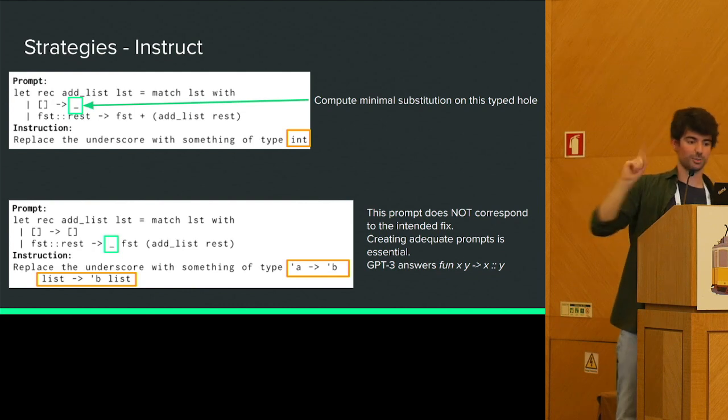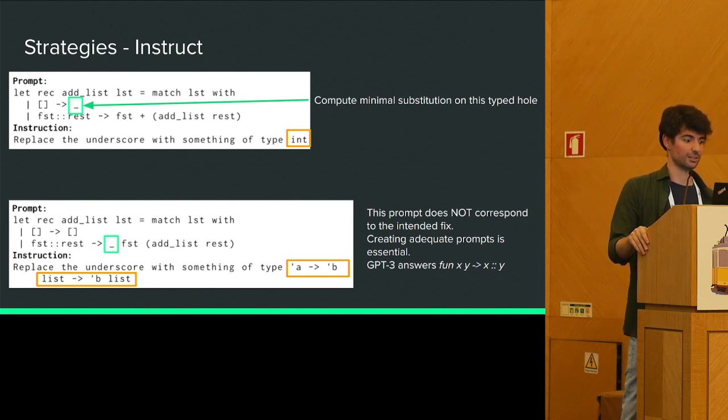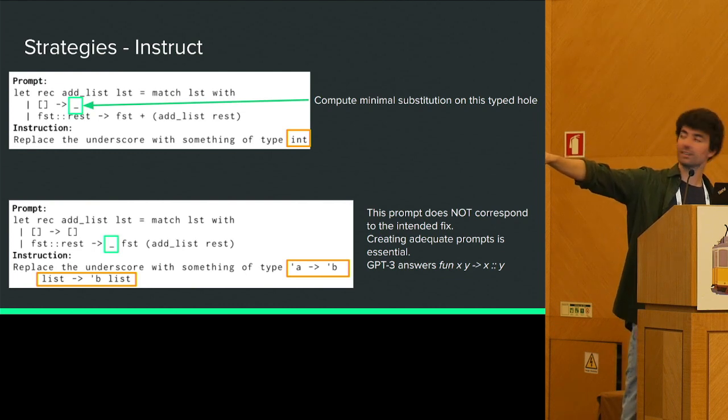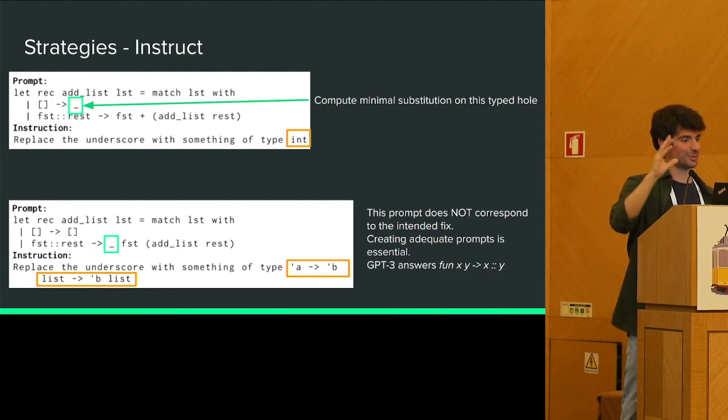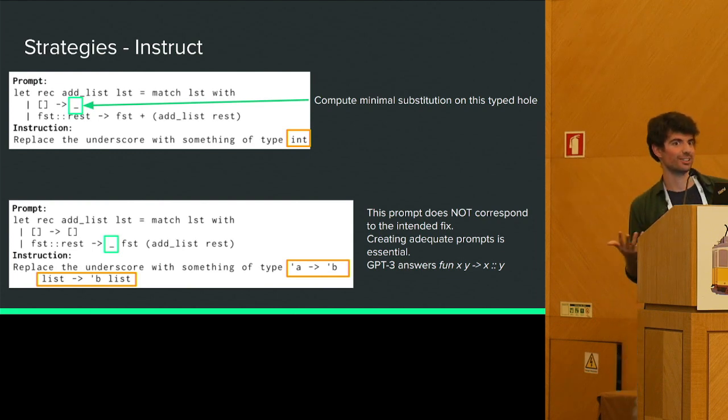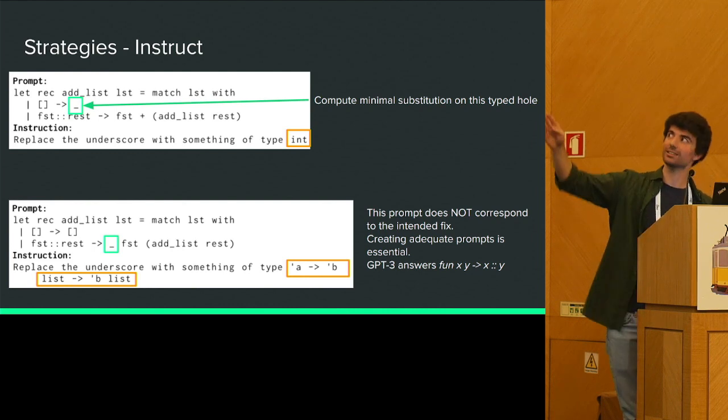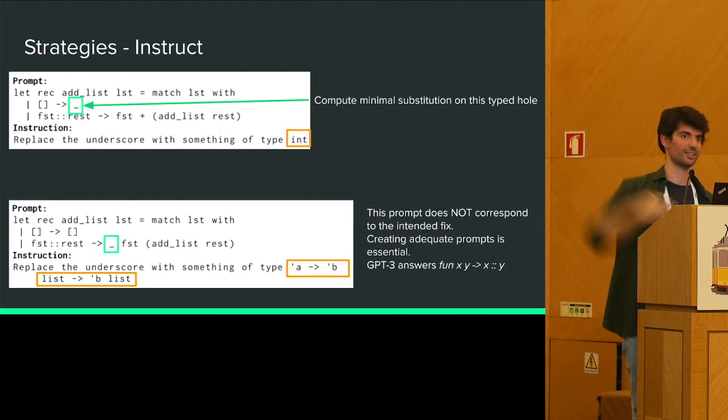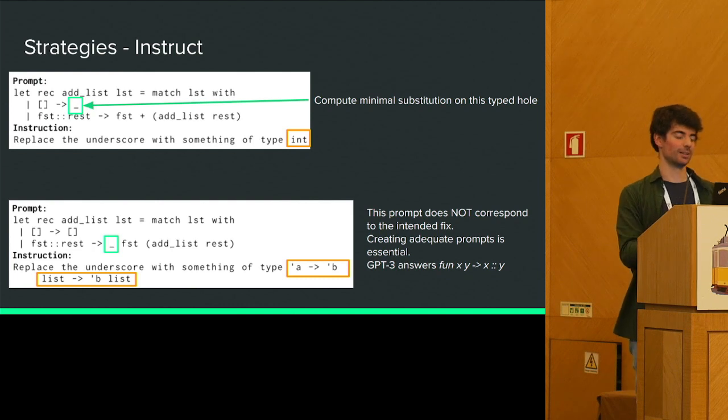The second one does not correspond to the candidate that will generate the fix, but it still serves to show something very important, which is that creating adequate prompts is essential. In the second example, the inferred type is of a function, so A to list of B to list of B. If we submit this to the model, it will in fact answer back with a function. In theory, it could completely disregard our instructions and just realize that it should place a zero, like it did previously. But no, it actually takes our instructions really seriously and will try to actually place a function there. That shows that effort in building the prompts heavily influences what we get out from the models.